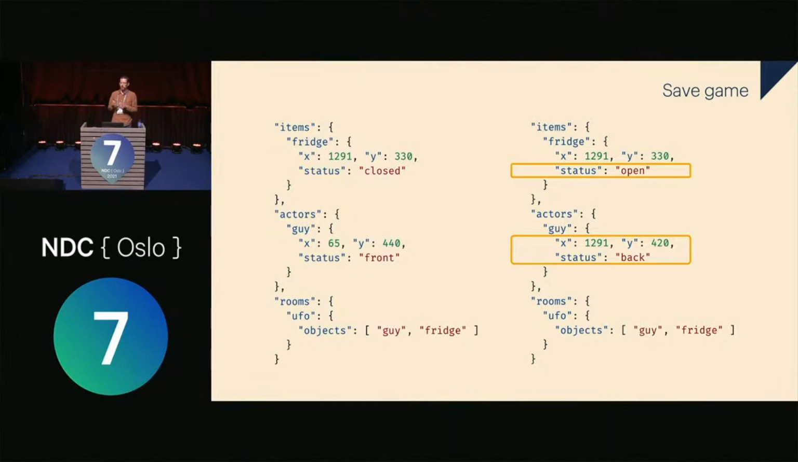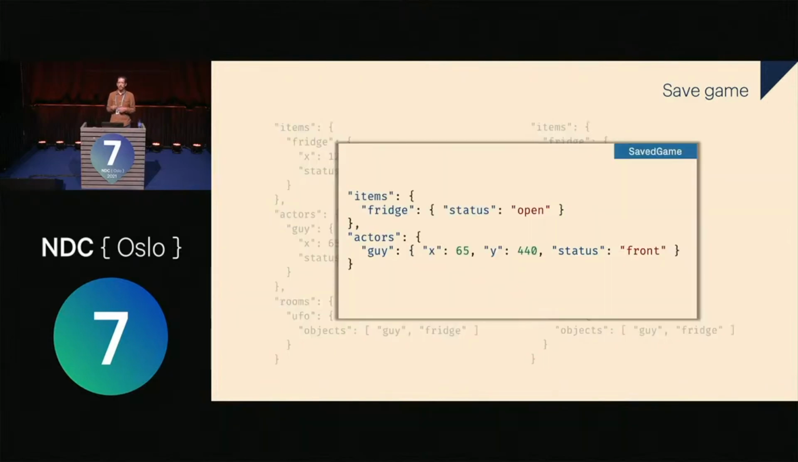He's probably facing the fridge at this position. But also, a lot of other things have stayed the same, right? The UFO still contains Guy and the fridge, still at the same position. So I only need to save that diff. I diff those two snapshots, and this is going to be my save game. When I load a game, I start from that initial state, and then I add in this diff. And then I have the point in the game where the player left off.